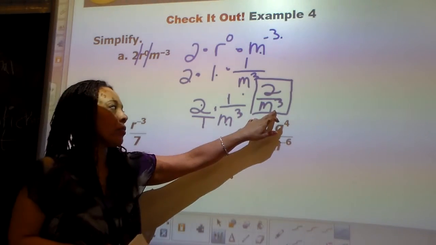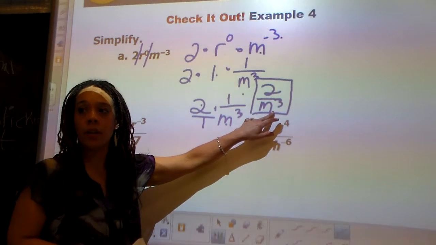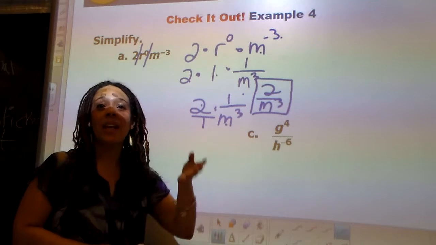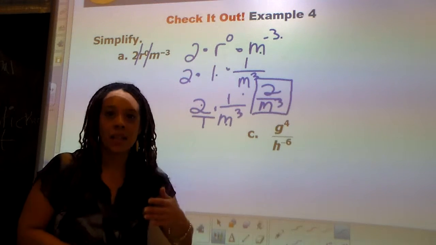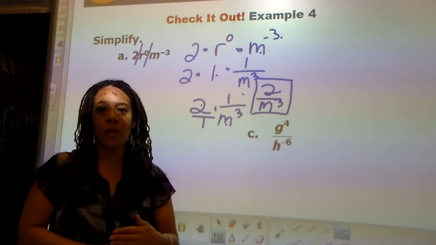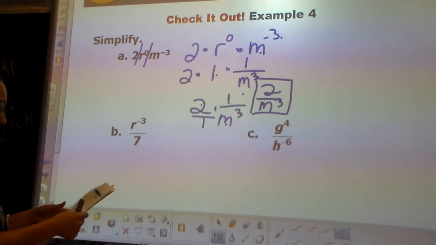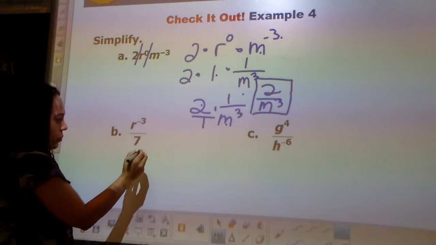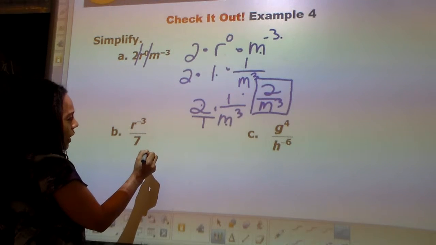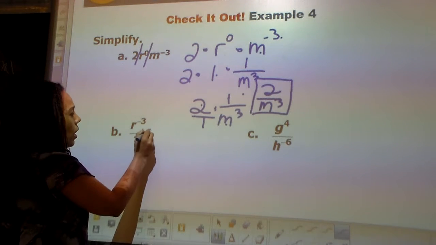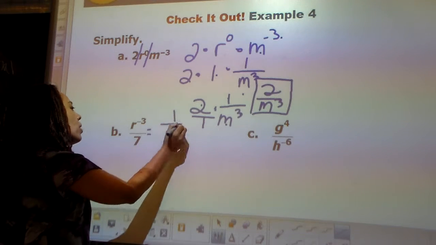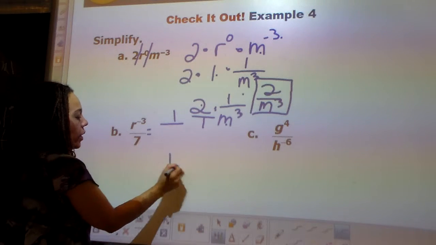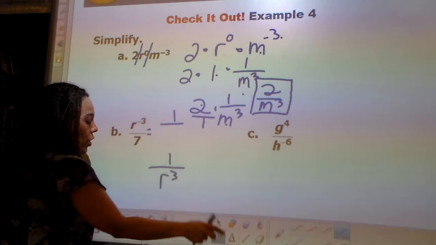You can have an exponent in the denominator. You cannot have a negative exponent in the denominator. Okay? So don't let that trip you up. Over here, r to the negative third power automatically becomes 1 over r to the third power.